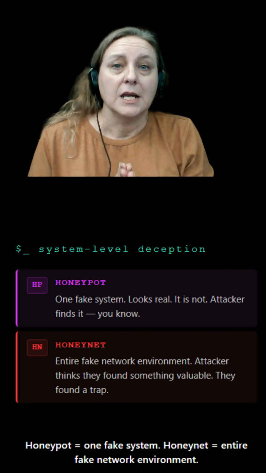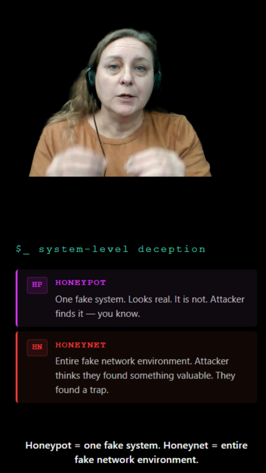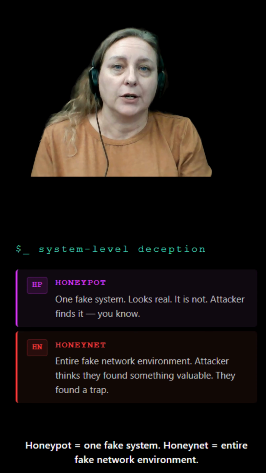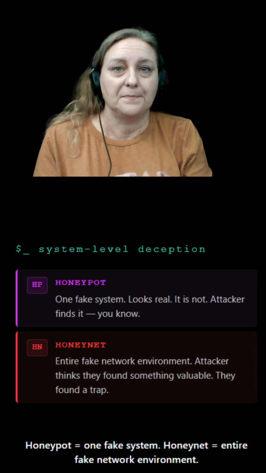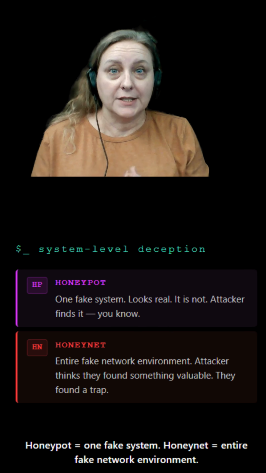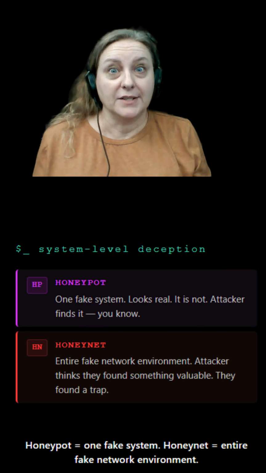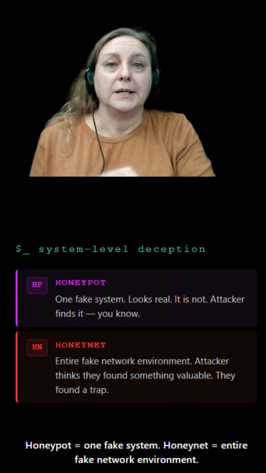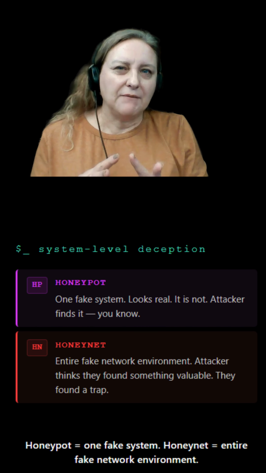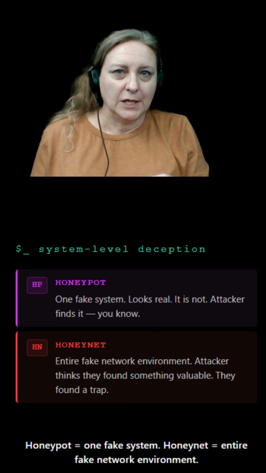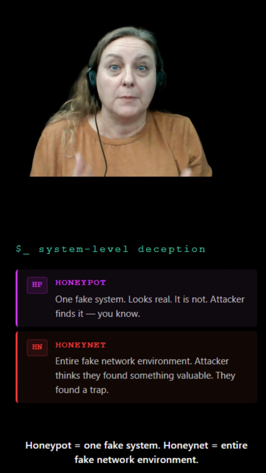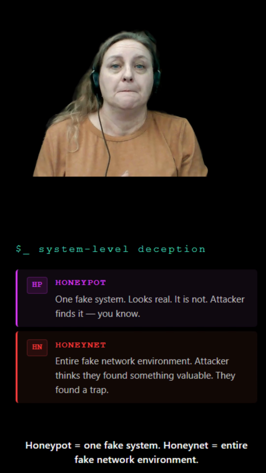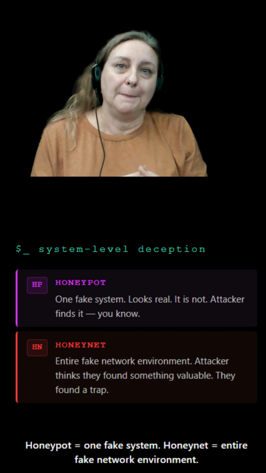For a honeypot, you want to remember that it is a single fake system. It's designed to attract attackers, and it's a single fake system. It looks like a real target to the attackers, but it's not, obviously. A honeynet is a network of honeypots. Instead of just having one fake system, you have an entire fake environment. You're getting the attackers excited that they've found something really valuable while they're walking into your trap.